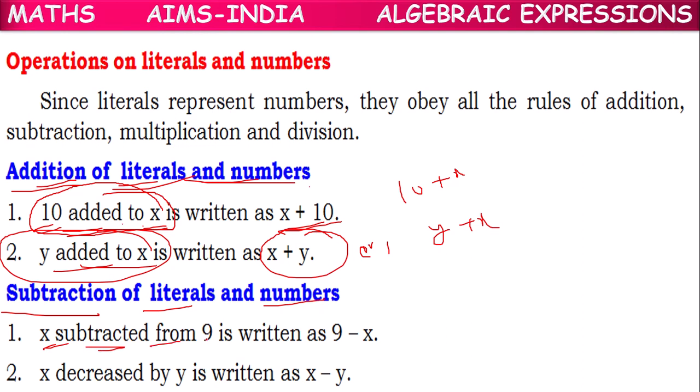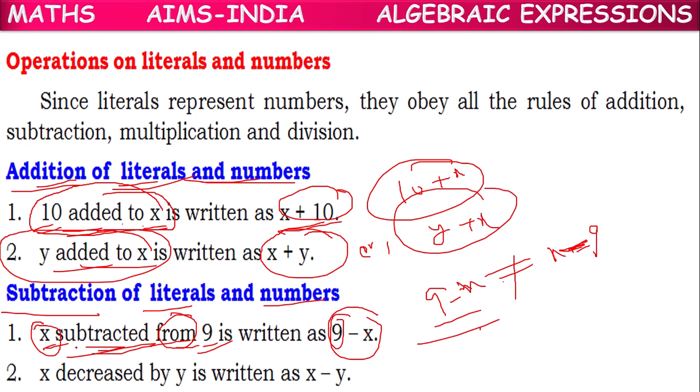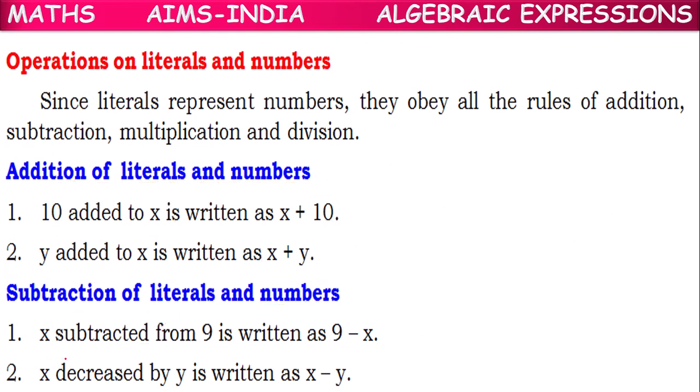Subtraction of literals and numbers. x subtracted from 9. x is subtracted from 9 means from 9 we have to subtract x. So 9 minus x. The mathematical sentence denotes the expression 9 minus x. We cannot write it as x minus 9, which is not equal to 9 minus x. In addition, we can write in any order, but while doing subtraction, we have to write as per the given mathematical statement only.